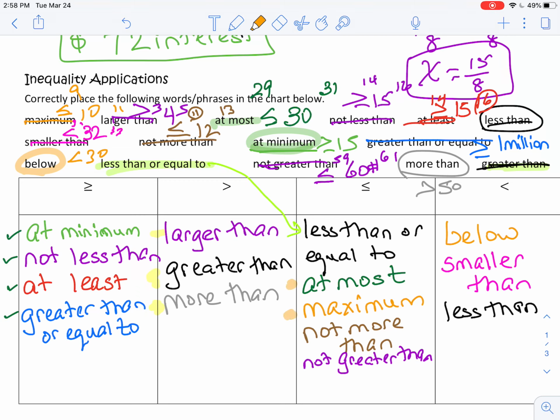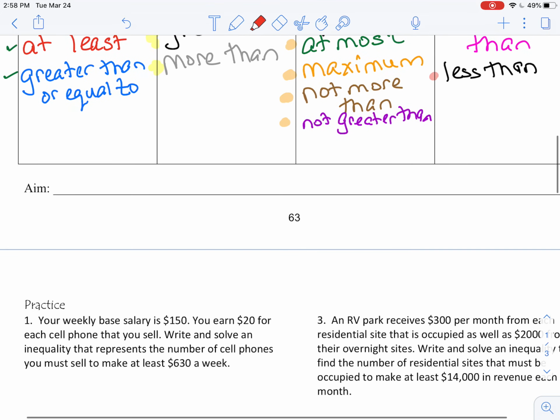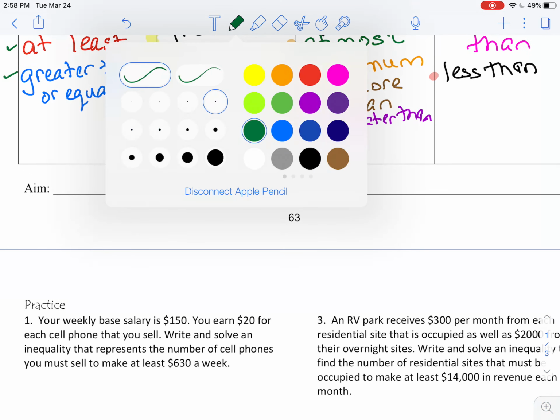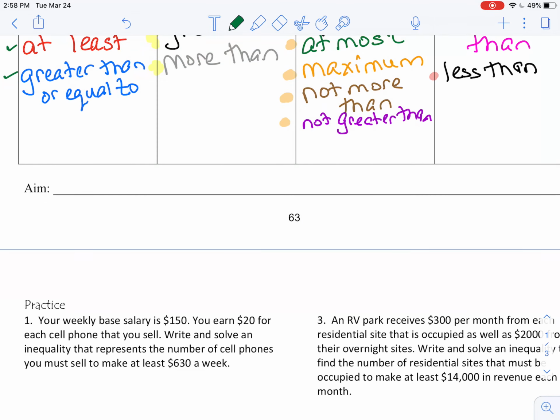Let's try the next one. For less than or equal to, I have maximum, at most, not more than, less than or equal to, not greater than. Phew, we're doing pretty well. All right, for less than, we have less than, smaller than, and below. So it looks like we did a good job. This is not easy. You might want to start this again and make sure that you understand it.